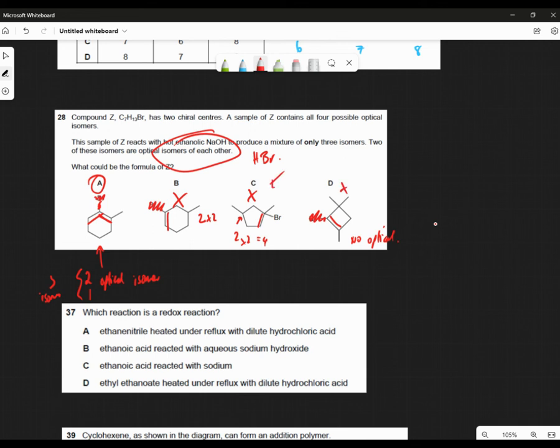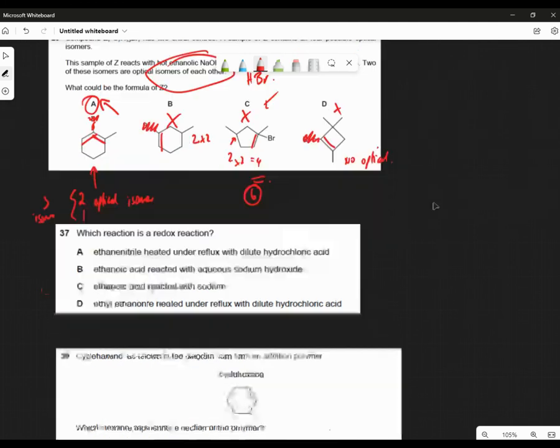I'm a bit confused about C. I think there's 6 there. I can only see 4 at the moment. So it goes there. You get 1, 2. Goes there, 3, 4. I can see 4, but I think there's more. It feels like there should be more there. So the answer is A anyway. It gives us 3 isomers. Okay, so that's 28 done.